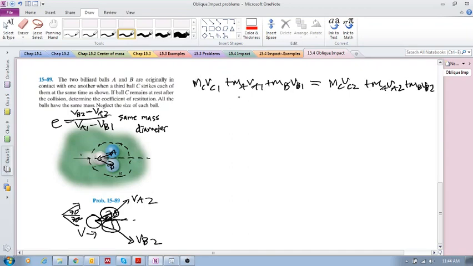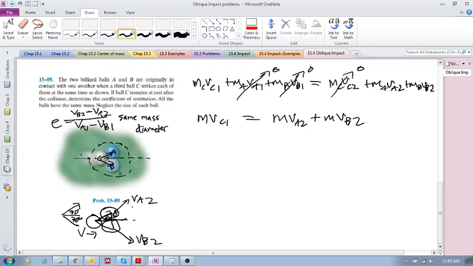Ball A and ball B are both at 0 velocity, so they have 0 momentum. And then after impact, ball C is at 0 velocity, so it has 0 momentum. So we can rewrite this as mvc1 is equal to mva2 plus mvb2, okay? Because of the 0 momentum before and 0 momentum after of these particles.